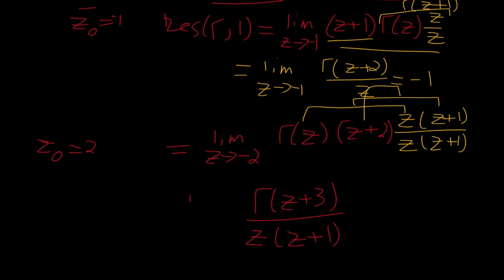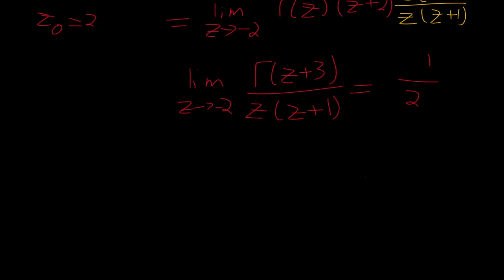And then, of course, we have our limit here, the limit as z approaches -2. And what do we get here? Well, in the numerator, we still get our gamma of 1. This seems to be a common theme here, so just a 1. And then divided by, well, what happens when we plug in -2 in the denominator? We end up with a -2 times a -1, so that's just going to be a 2. So just 1/2.